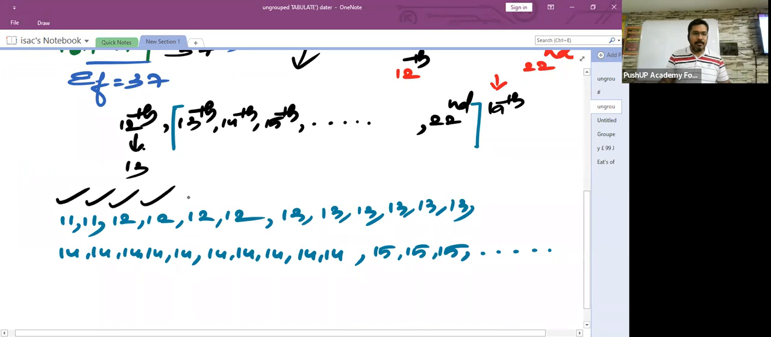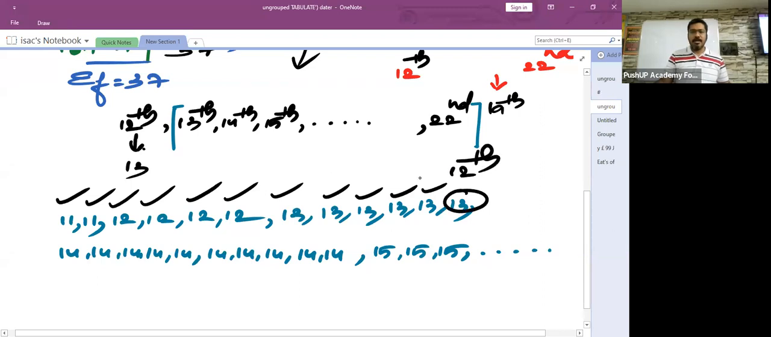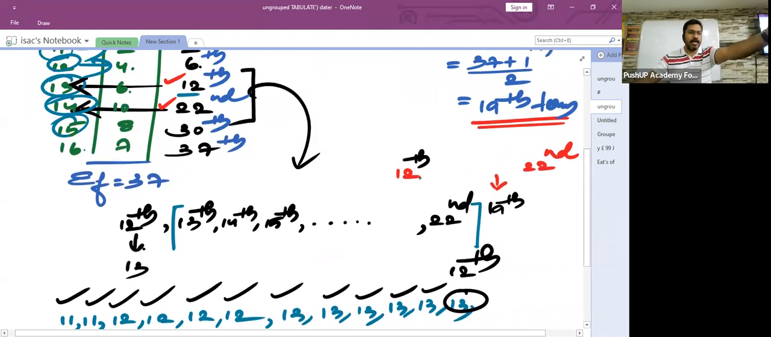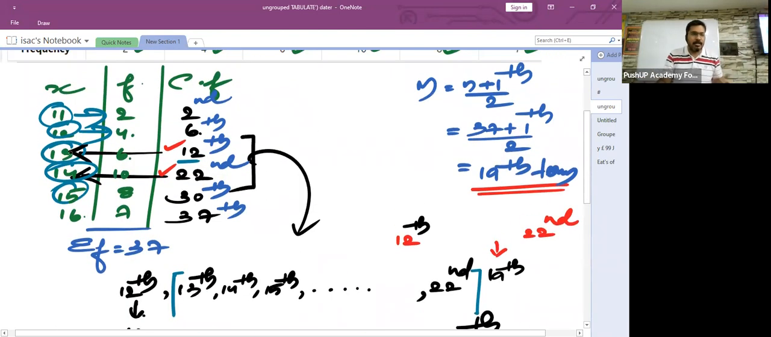1, 2, 3, 4, 5, 6, 7, 8, 9, 10, 11, 12. This was the 12th term, isn't it? Understood? And that is exactly what I told here. What is the 12th term? 13 is the 12th term. Did I do any mistake?